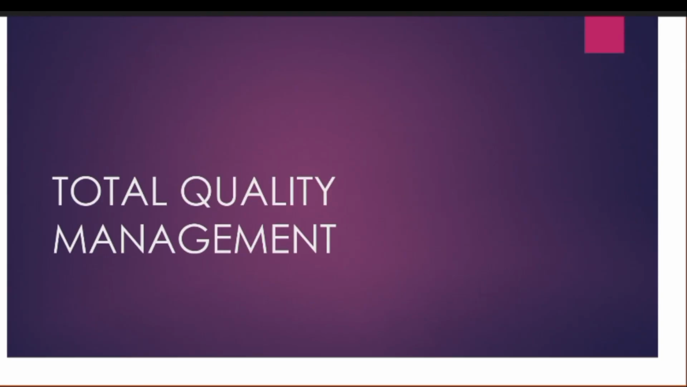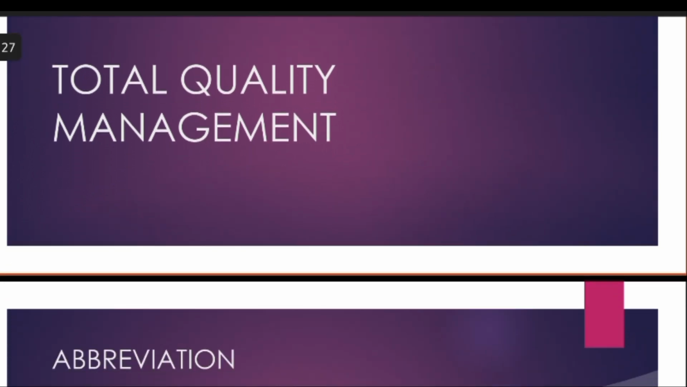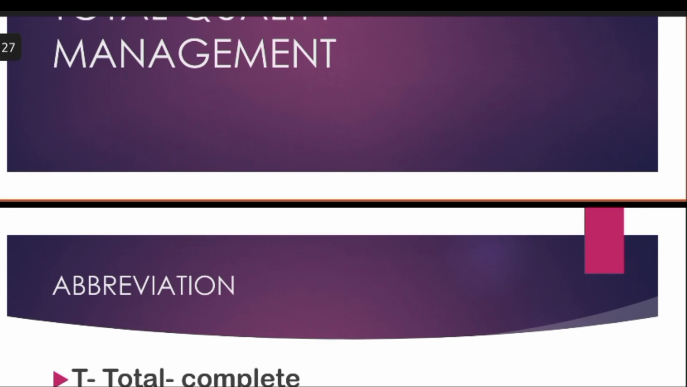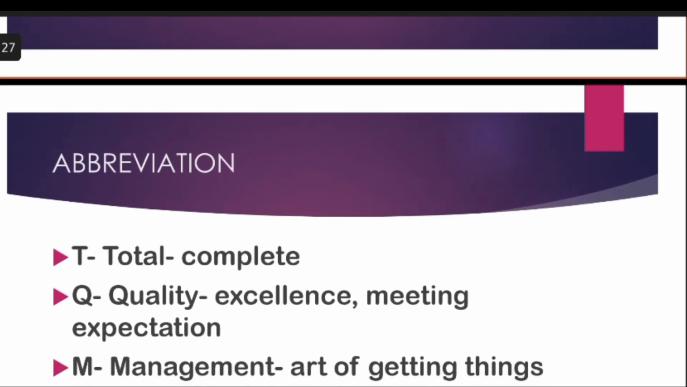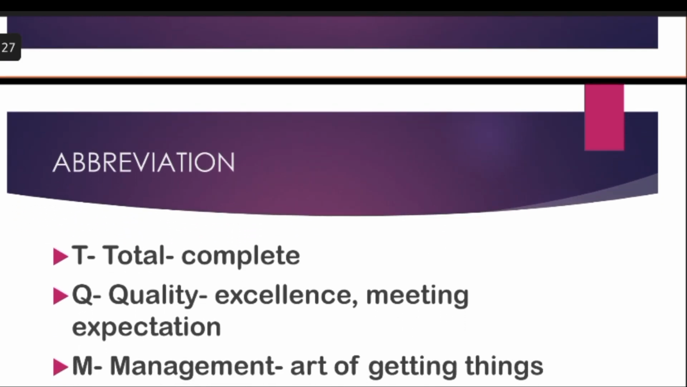Hi all, today we are going to see the introduction of TQM. TQM is an abbreviation of Total Quality Management. T stands for total, which means complete, and Q stands for quality. It is an excellence of a product or a process which will meet the expectations of the customer. And M is management. It is an art of getting things done. So it is a part of management also.